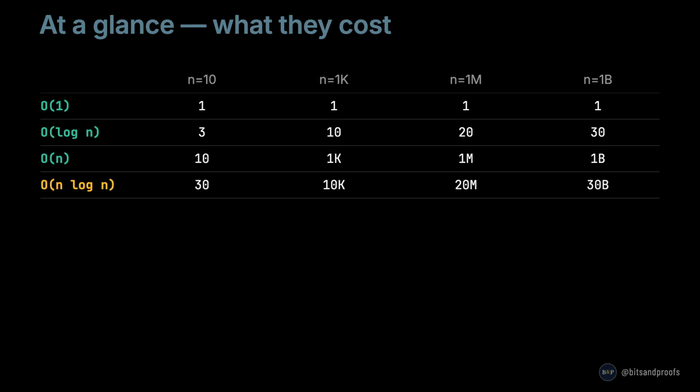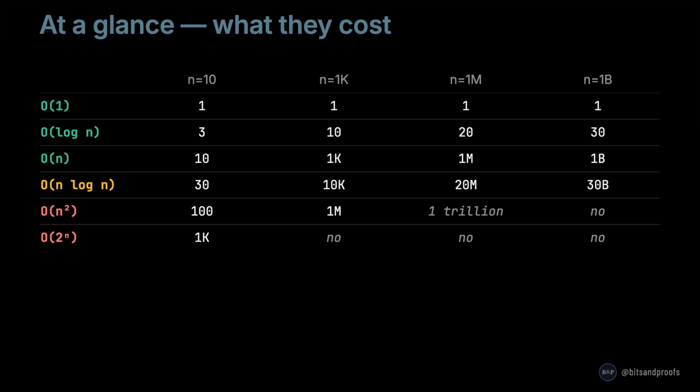Predictable, manageable. O of n log n. About 30, then 10,000, then 20 million, then 30 billion. A bit worse than linear, but on the same order of magnitude. The sorting penalty. O of n squared. 100, then 1 million, then 1 trillion. At a billion items, it's mathematically defined, but practically infeasible. No machine completes that in reasonable time.